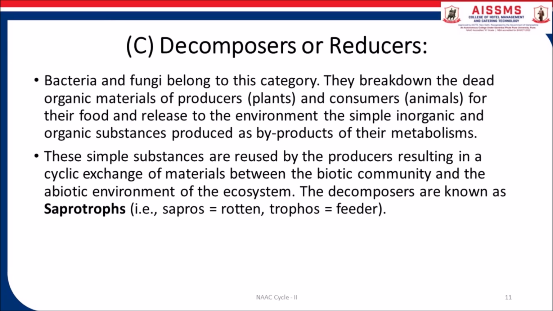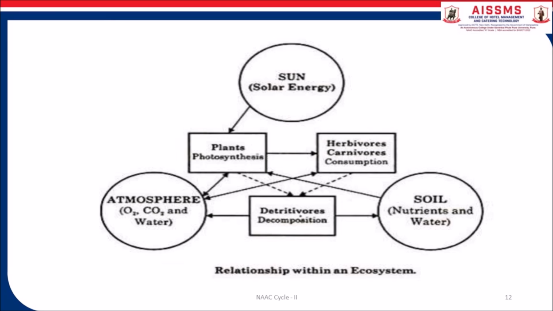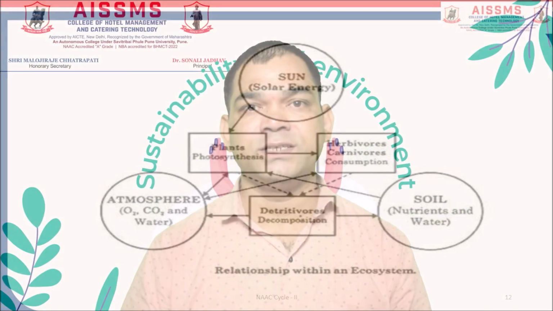The decomposers are known as saprotrophs. Sapros is equal to rotten, trophos is equal to feeder. For example, in this process, the sun is included. Through the sun, solar energy is included. Plants, pathogens are included. Herbivores are included. Atmosphere is included, and soil is included.